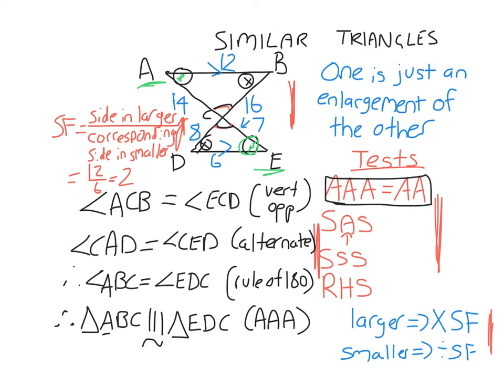So you always times by the scale factor to get a side in the larger triangle and divide by the scale factor to get a side in the smaller triangle. That means that your scale factor should always be greater than or equal to 1 if you want to use this rule. Because it's always a side in the larger triangle divided by a side in the smaller triangle.